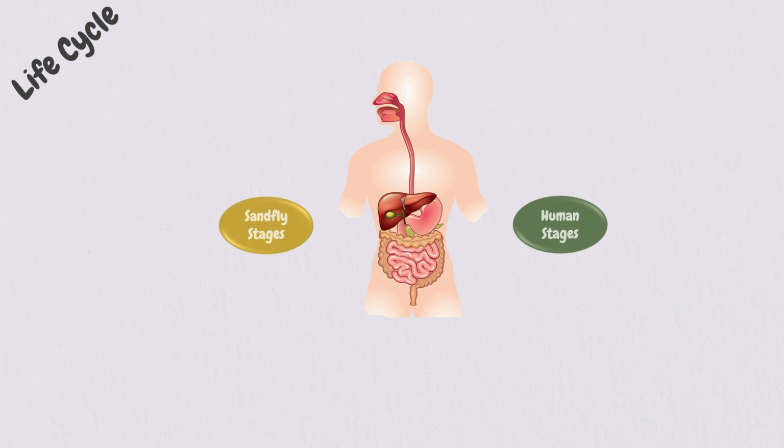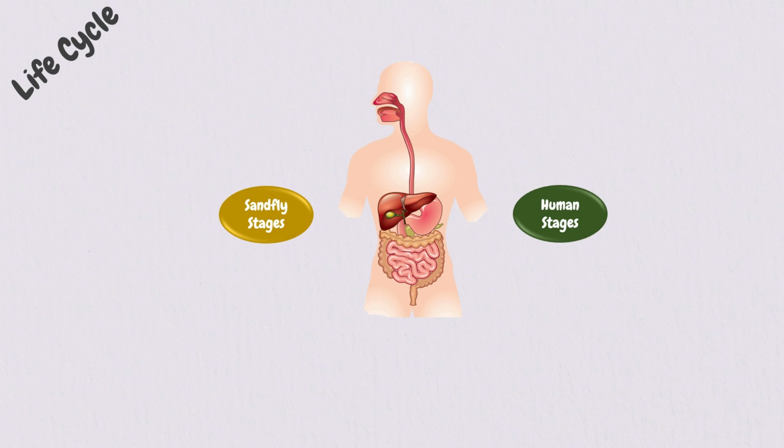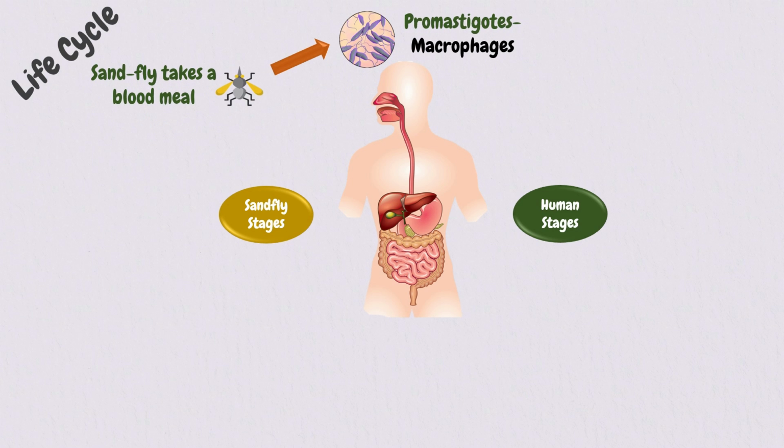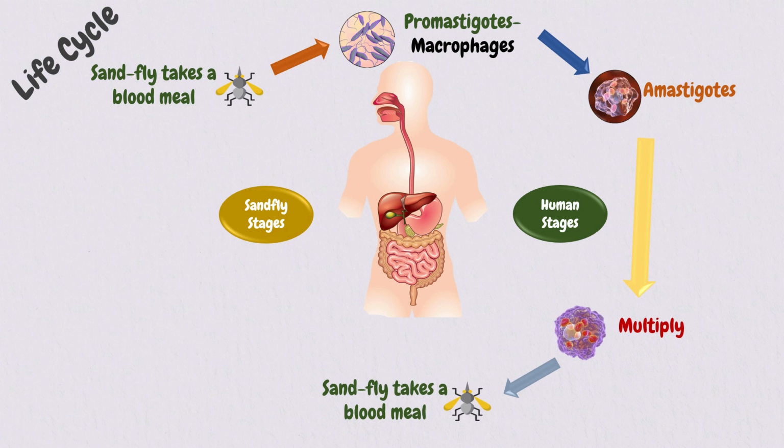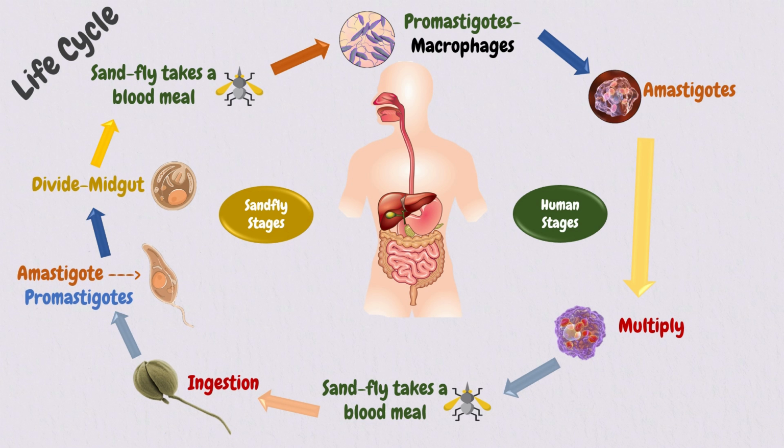The life cycle consists of two important stages. The first one is the sandfly stage, and the other one is the human stage. Only female flies are vectors because only they take blood meals. When the sandfly sucks blood from an infected host, it ingests macrophages containing amastigotes. After the dissolution of the macrophages, the freed amastigotes differentiate into promastigotes in the gut. They multiply and then migrate to the pharynx and proboscis, where they can be transmitted during the next bite. The cycle in the sandfly takes approximately 10 days.